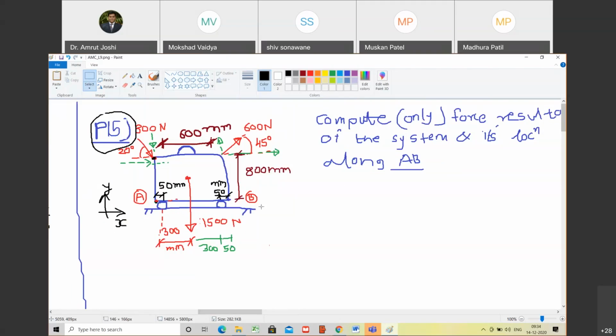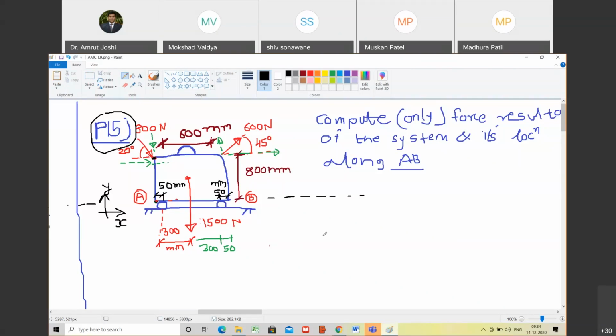So Madhura, this problem has additional information. Where are you going to find this only force resultant along AB? If I extend this AB on either side, I want to find a point on AB where, if I calculate the resultant of this force system, the moment resultant will be 0 and only force resultant will prevail. Do you agree with me? Okay.